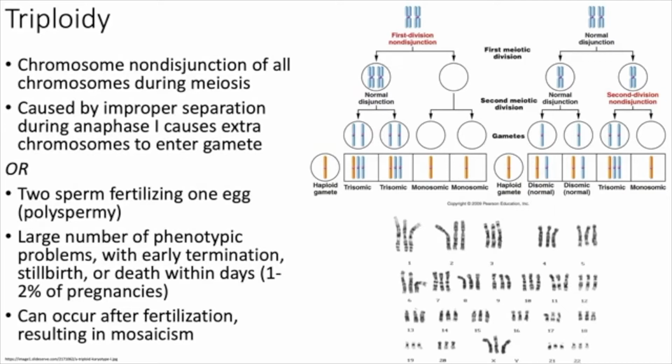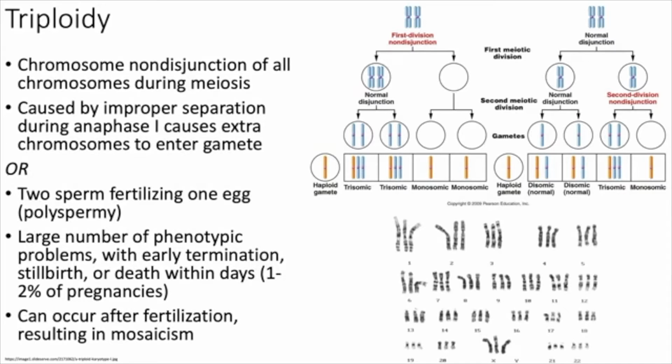Or you could also have one proper ovum with 1 chromosome, and then 2 sperm could get in there. We call that polyspermy. So those are the ways that you could accidentally get 3 copies of each chromosome into a single cell. It's relatively rare. You're probably going to terminate early. If the baby does come to term, it's probably going to die within a day or a couple days.